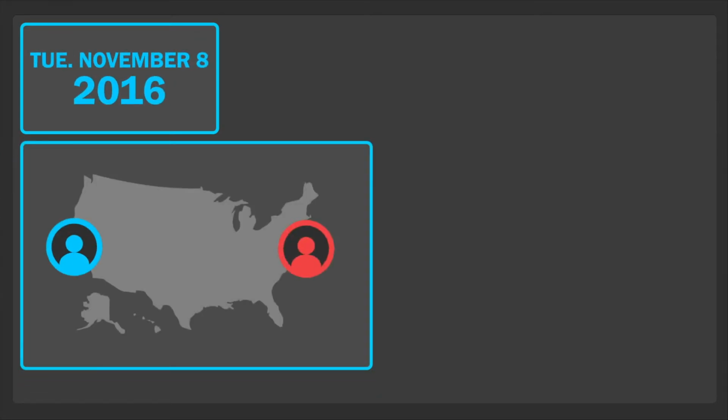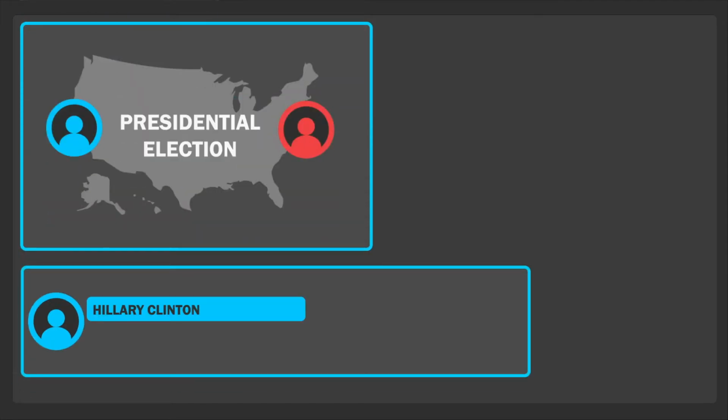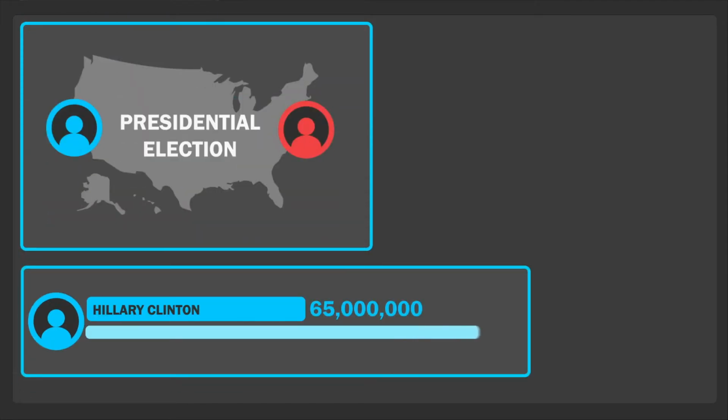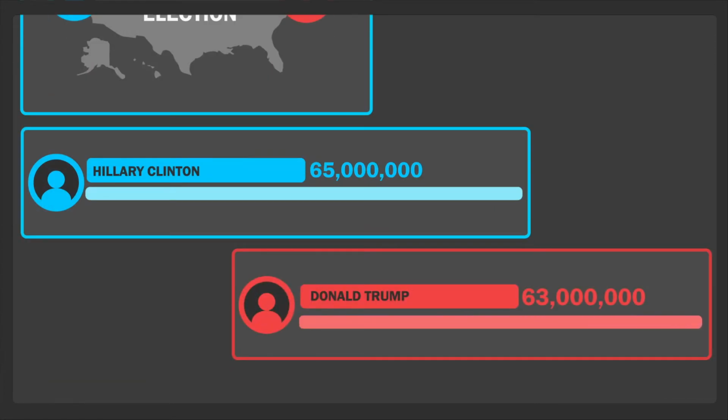In 2016, the United States held an election to select a new president. The Democratic Party's nominee, Hillary Clinton, tallied nearly 65 million votes, while the Republican Party's nominee, Donald Trump, collected just under 63 million. Yet, Trump won the election.